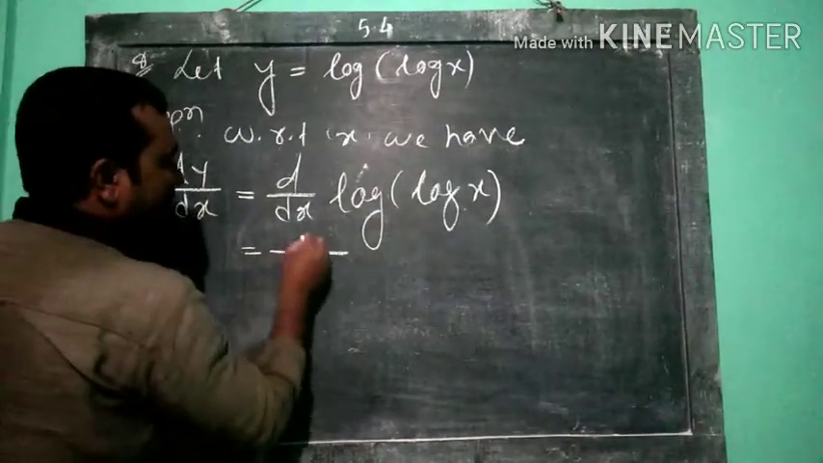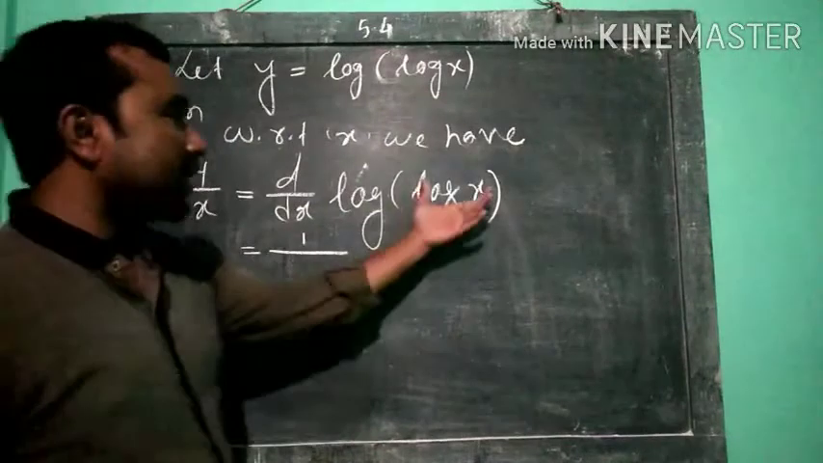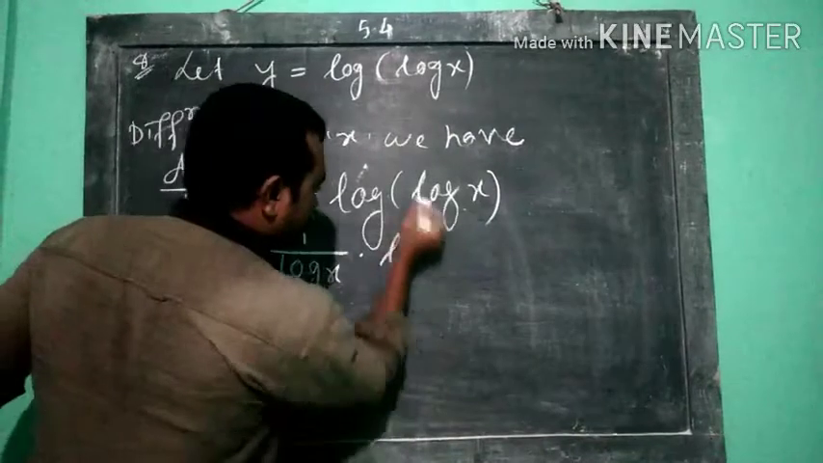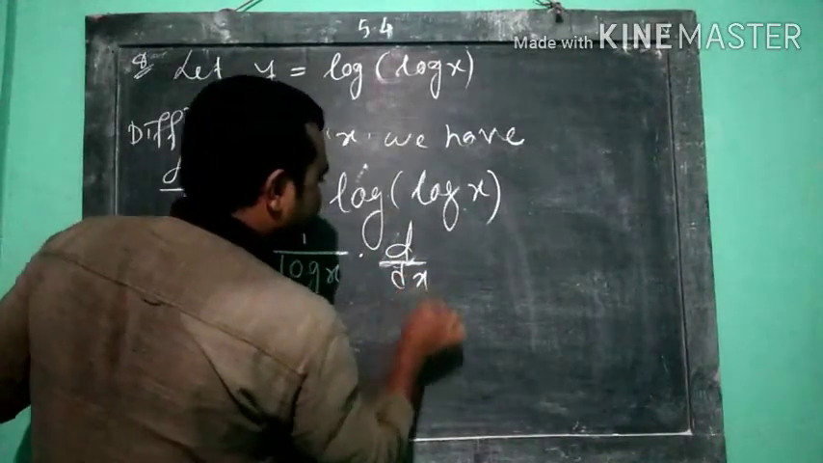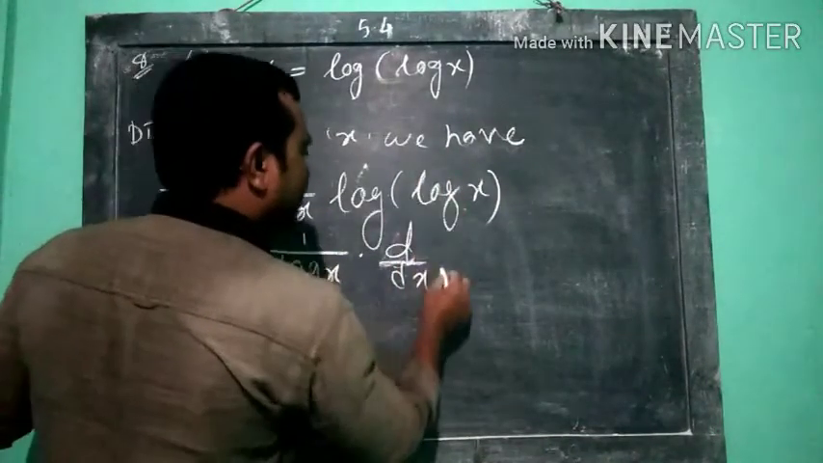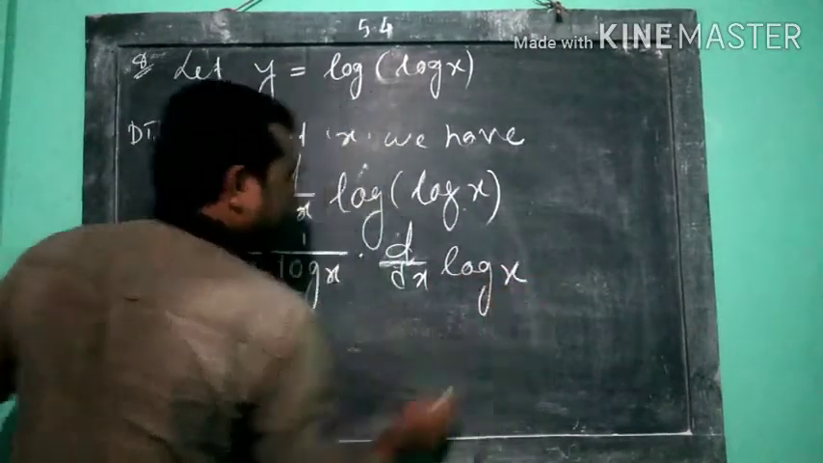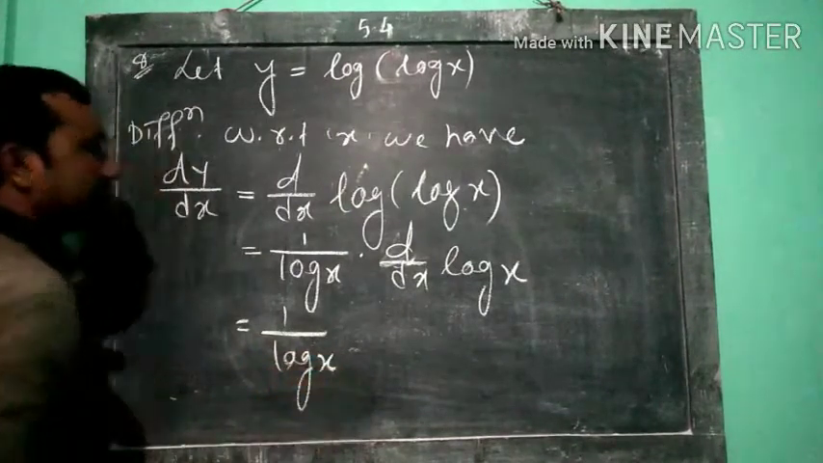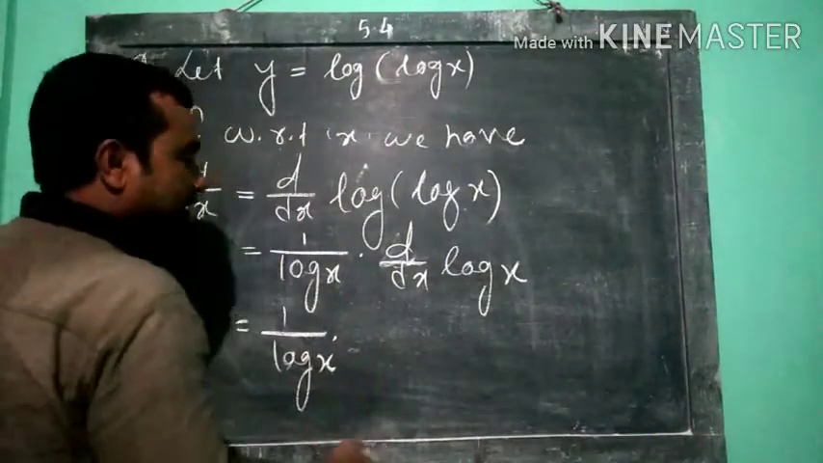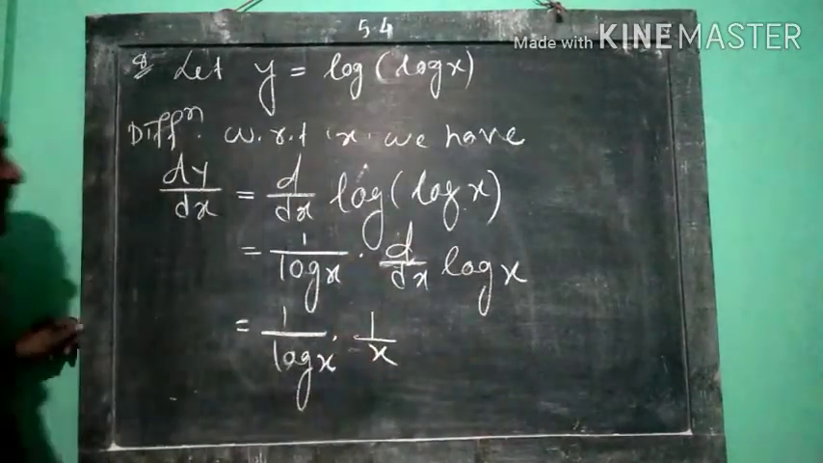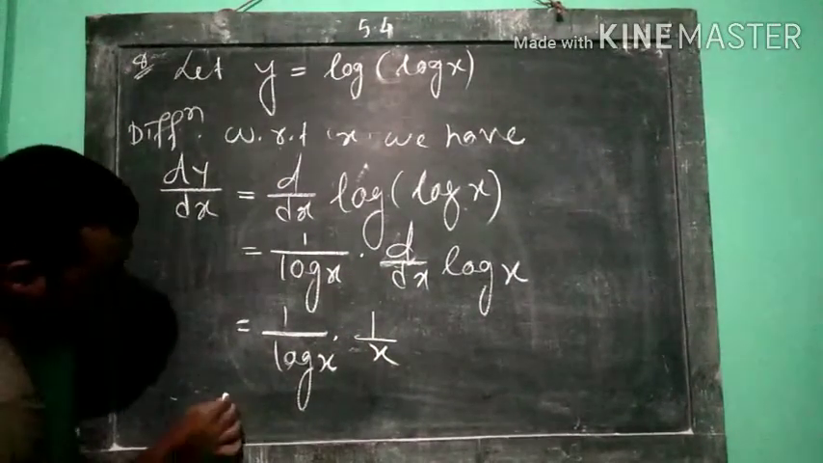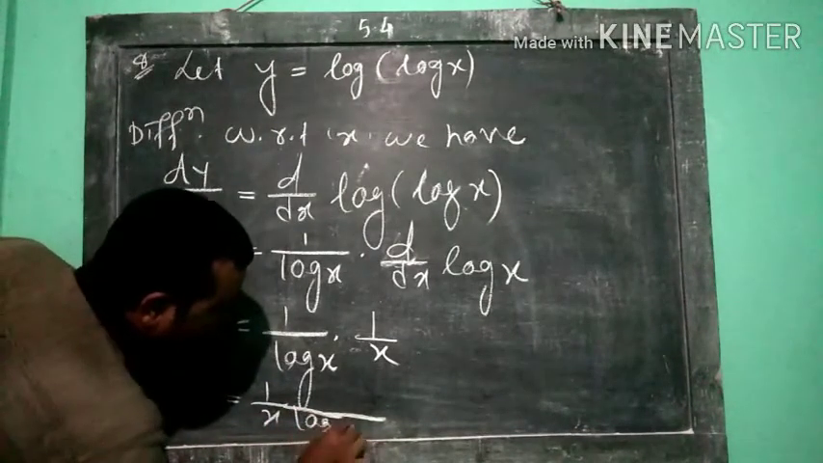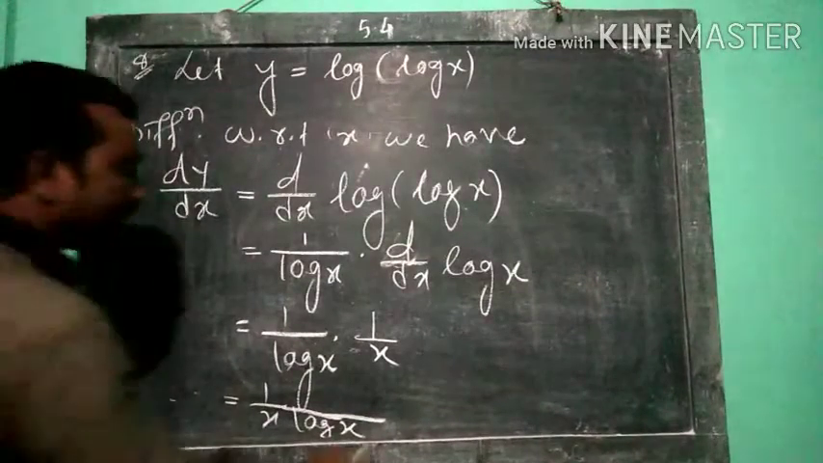Here, x is log x, so right here 1 by log of x into d/dx of log of x. This is equal to 1 by log of x into d/dx of log x, which is 1 by x, so right here 1 by x. The final answer is 1 by x log of x. This is the final answer.